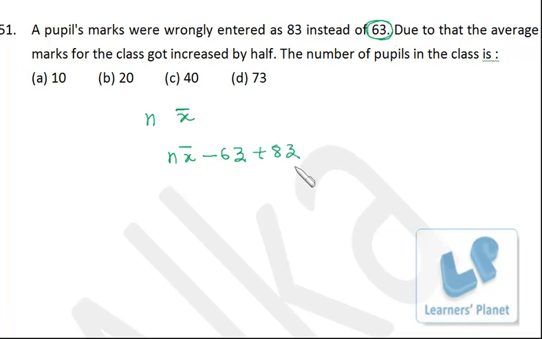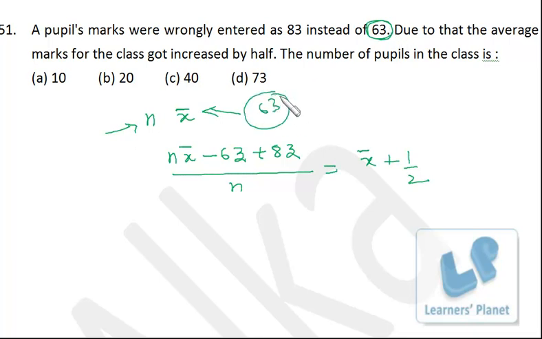Now this is the total when we get the new average, that is, the average increased by half, right? So nx bar minus 63, because instead of 63, 83 is written. So this is the total, and if this total is divided by the number of students, we'll get the average marks per student, right? And this is actually x bar plus half, right? This is the number of students, that is constant, and x bar is the average when 63 marks were calculated, right? X bar is the average when 63 marks were calculated.